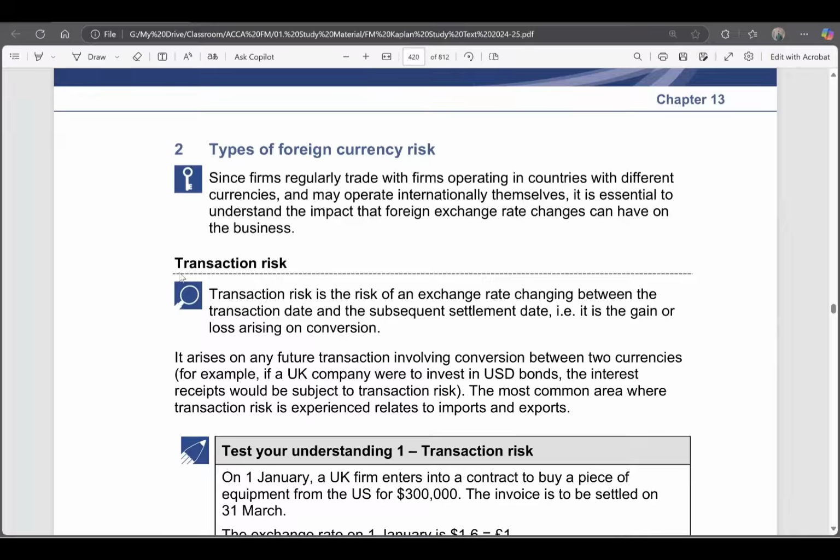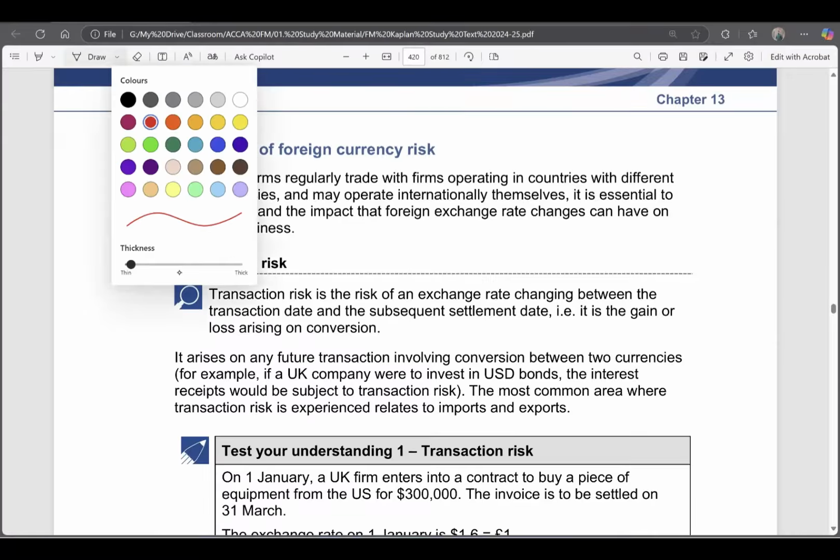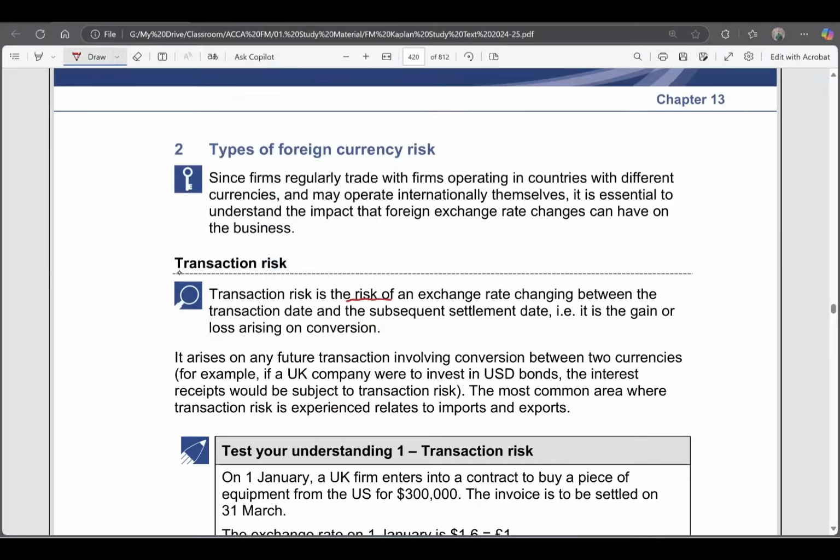Okay, so what is the transaction risk? If we define that, transaction risk is the risk of an exchange rate changing between the transaction date and the settlement date. You got the point? So we have to face the transaction risk only when we make a transaction in a currency other than our local currency and the transaction date and the settlement date vary.